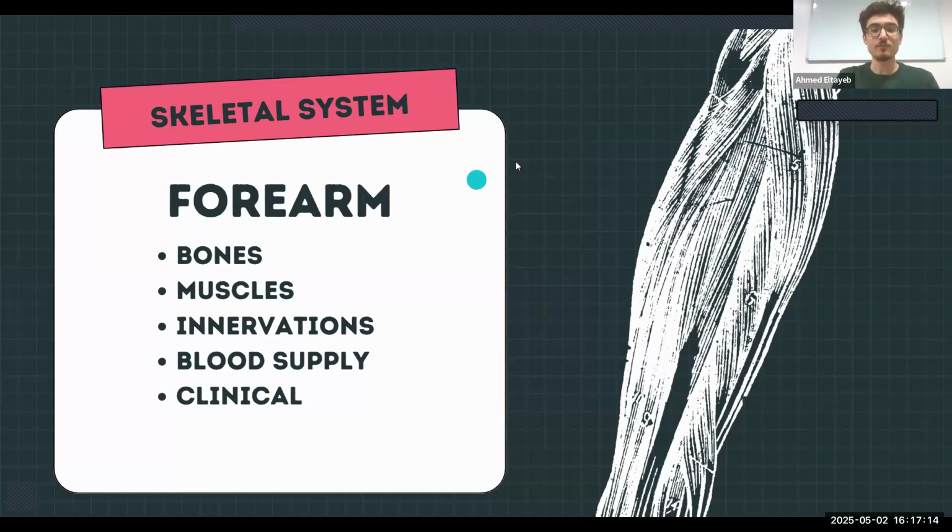Let's see. So in the forearm, we're going to discuss the same principles all over again. We're going to talk first about the bones. Then we're going to build on top of it the muscles, the innervation to each muscle, and the blood supply to the region. And then we'll touch upon some clinical points here and there.